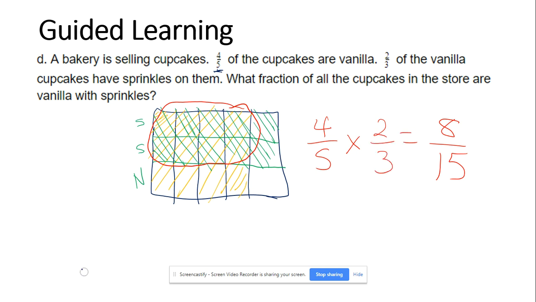And we can check our math. 4 times 2 does equal 8, and 5 times 3 does equal 15. Go ahead, finish the rest of the packet. Make sure you both use the visual model and you write an equation with the answer.